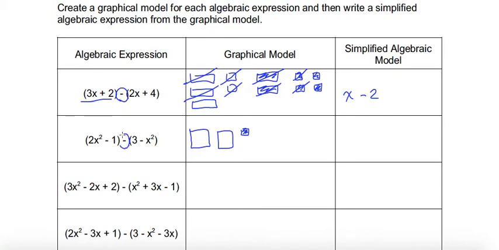And now this negative sign tells us that everything in this bracket is the opposite sign. So instead of 3, I'm drawing negative 3, so 3 squares shaded in. And instead of negative x squared, I'm drawing a positive x squared, so 1 large square. So now when I'm simplifying this, I look at my largest shapes first. So I have 1, 2, 3 positive x squared, so 3x squared. And I have 1, 2, 3, 4 negatives, so negative 4 just regular numbers. So there was nothing to eliminate in that expression.